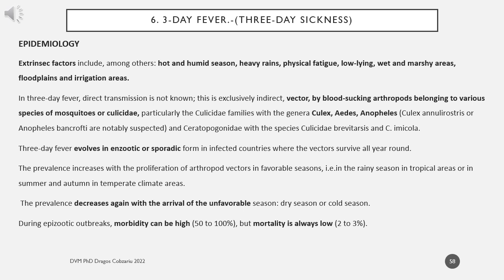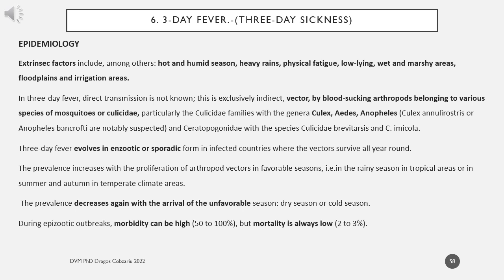irrigation areas. In 3-day fever, direct transmission is not known, this is exclusively indirect, vector, by blood-sucking arthropods belonging to various species of mosquitoes or Culicidae. Particularly the Culicidae families with the genera Culex, Aedes, Anopheles, Culex and Anopheles bancrofti are notably suspected, and Ceratopogonidae with the species Culicoides brevitarsis and C. imicola.